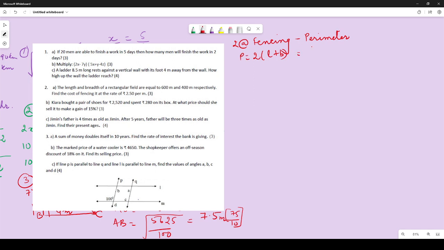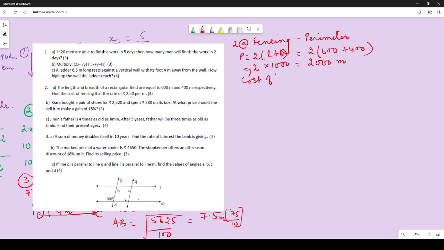So what does this come up to? 2 into 600 plus 400. So that comes up to 2 into 1000. That is equal to 2000 meters, right? Now this is the perimeter of the field, and you have to fence it at the rate of 2.5 rupees per meter. यहाँ पर डेसिमल के मल्टीप्लिकेशन में बहुत लोगों ने गलती किया है.